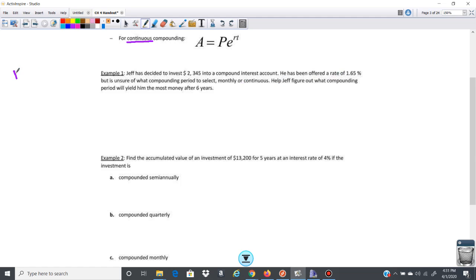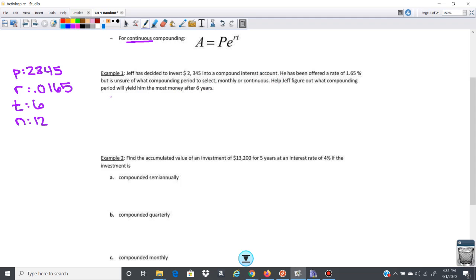So our P in this case is going to be 2,345. We have an interest rate of 1.65%. So as a decimal, that's going to be 0.0165. So that's one thing I see students do a lot is forgetting to make that into a decimal. So just try to remember to do that. Your compounding time is going to be for 6 years. And we want monthly. So that's 12 times a year. Okay, and then the other time is continuous.